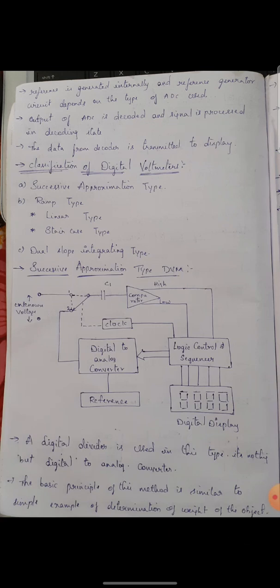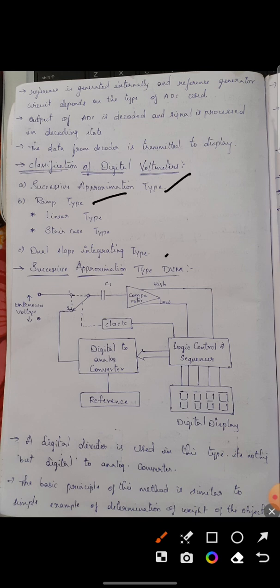And coming to the classification of digital voltmeters, there are 3 types. One is successive approximation, another is ramp type, and another one is dual slope integrating type. In ramp type there are 2 types, linear type and staircase type.